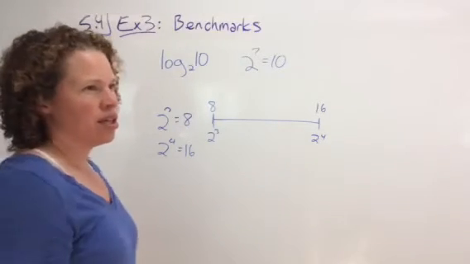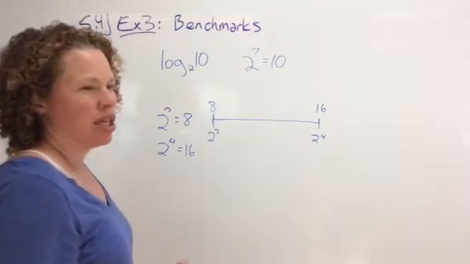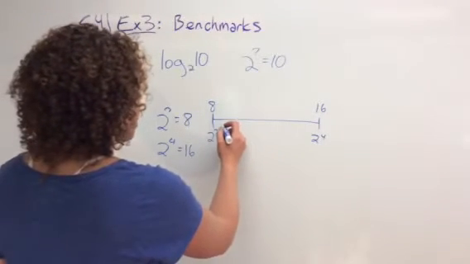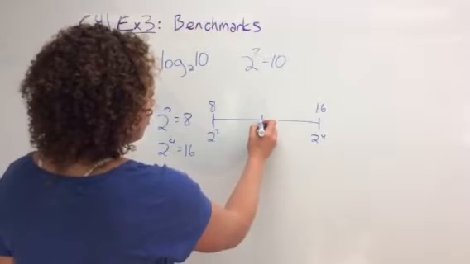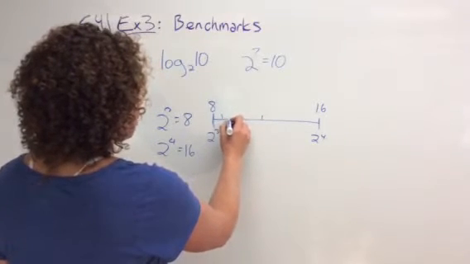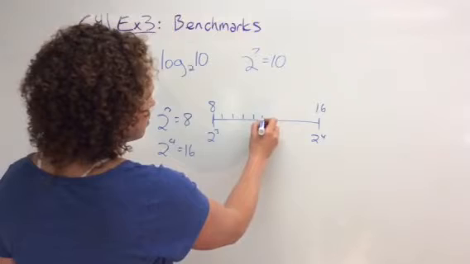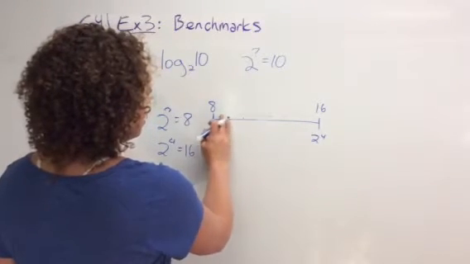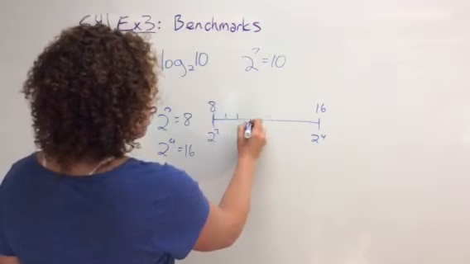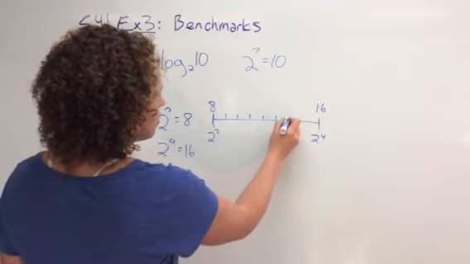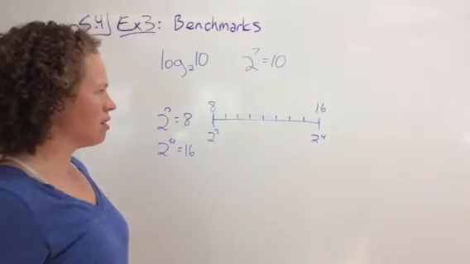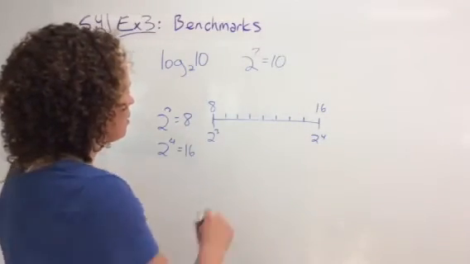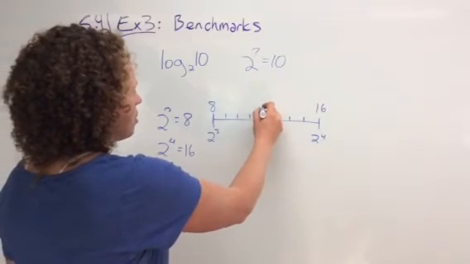So the number of spaces between 8 and 16 is 8. So I can go, let's see, 9, 10, 11, 12, 13, 14, 15, 16. So there's my little spaces. And I know that these are 9, 10, 11, 12. We'll put 12 in the middle there.